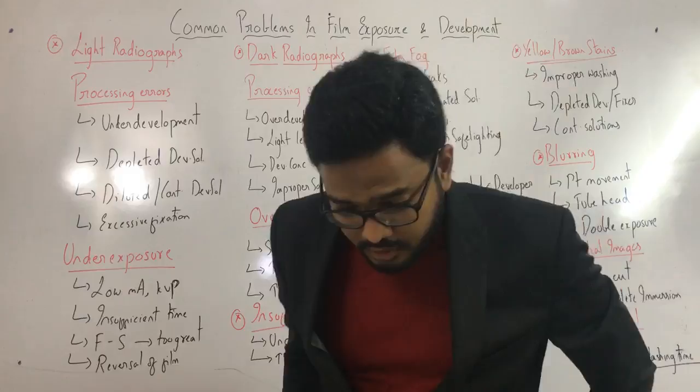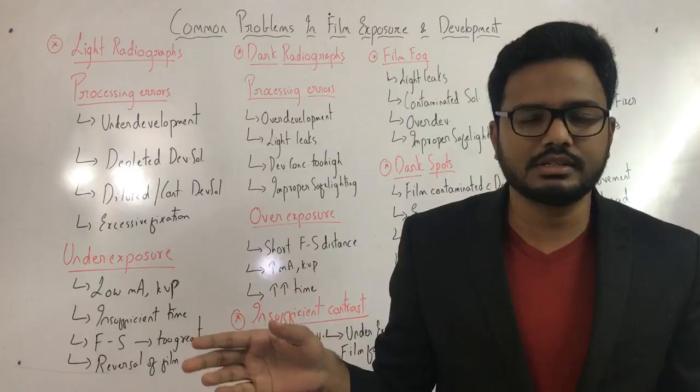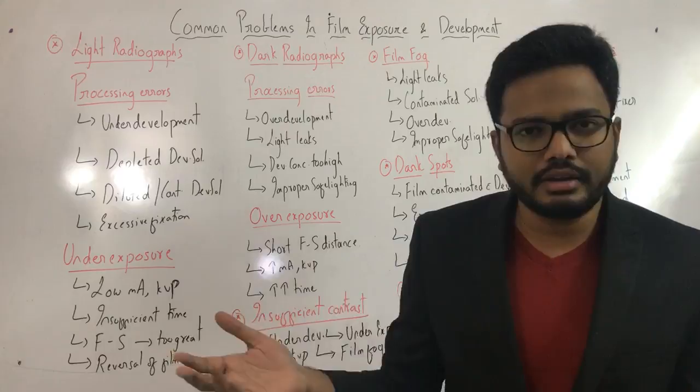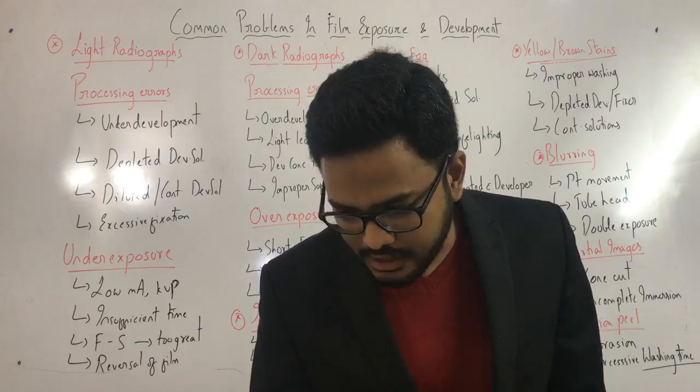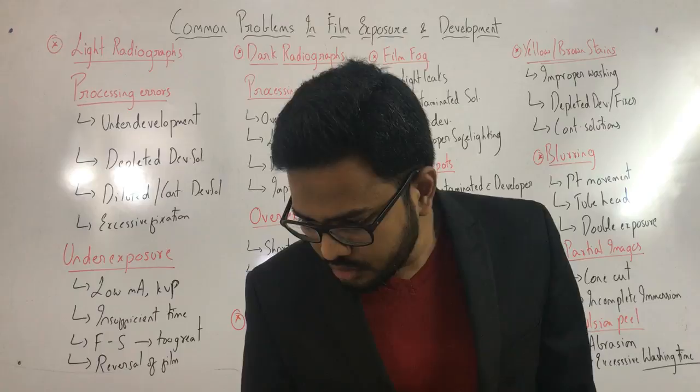Yes, Shivaranjan, you're talking about grains, graininess. It's mentioned that graininess has something to do with size of the crystals. You have your silver bromide crystals in your radiograph. The larger the size of your crystals, the more grainy the film would appear. So graininess is attributed to the size of your crystals. Yes, deteriorated film would lead to film fog.